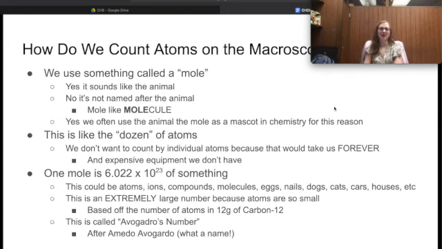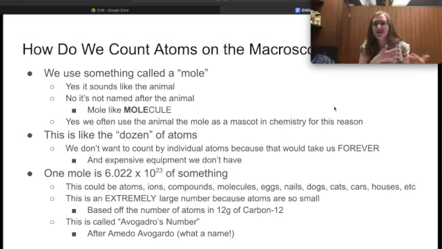So we're going to talk about something called the mole. Well, what do I mean? This is like a dozen atoms. It's not 12. 12 is always a dozen. If you have a half dozen, you have 6, right? So 12 is always a dozen. The mole is like having a dozen for atoms.